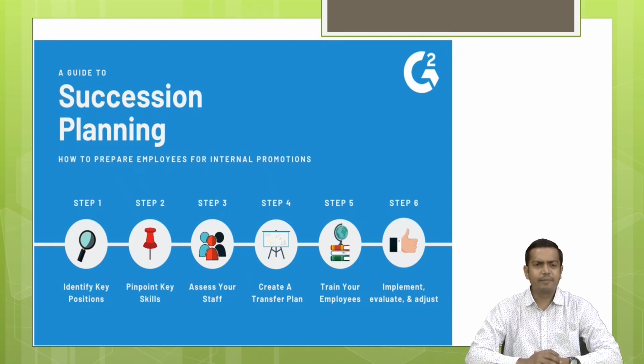If you look at the steps: identify the key positions, then pinpoint key skills required for those positions, then assess your staff, kaisa hai aapka, then create a transfer plan and then train your employees. And last but not the least, implement. So this is how succession planning works.